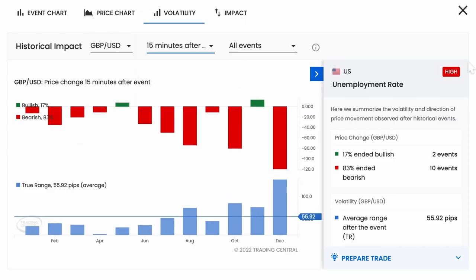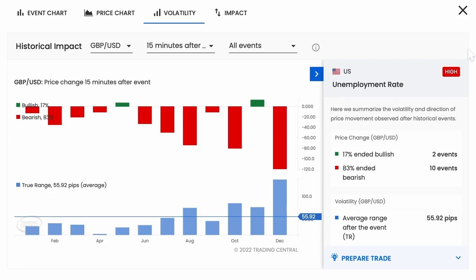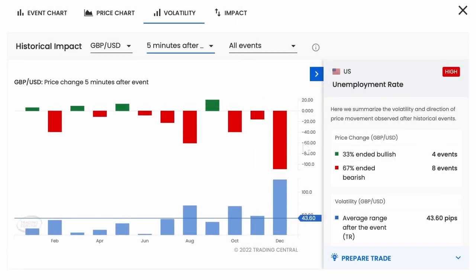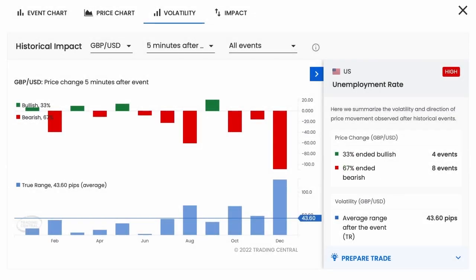Now I can see which months the price range was bullish or bearish after the rate was announced, with a summary along the right. I also have the option to filter for events where the actual was above, below, or match the forecast. Let's compare this 15-minute observation period to an observation period of 5 minutes. 15 minutes after the event, the pound dollar was bearish 83% of the time, versus 5 minutes after the event, when the price was bearish 67% of the time. This is good insight when planning my trade decisions around this pair.